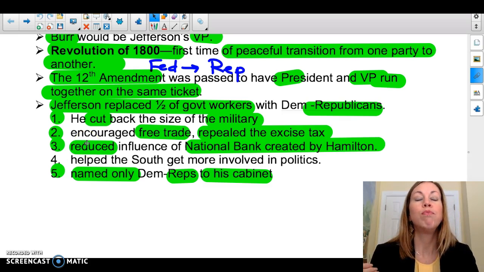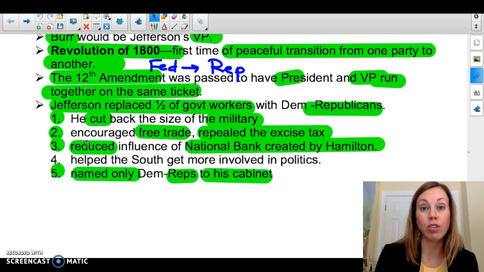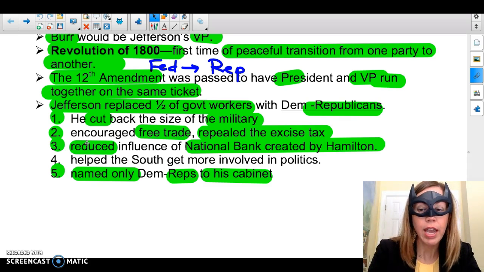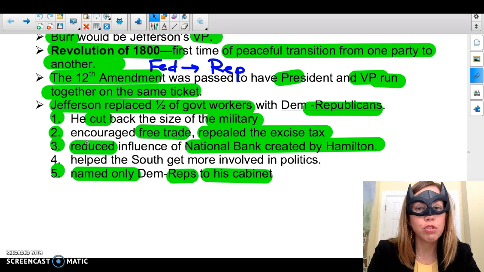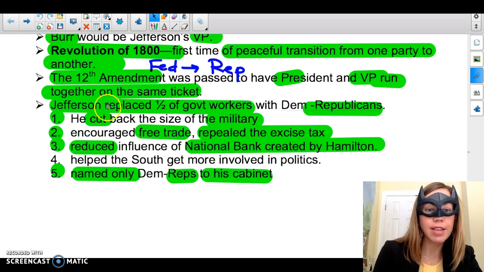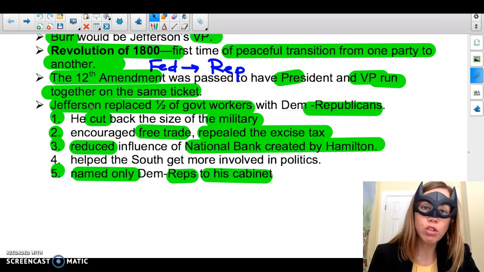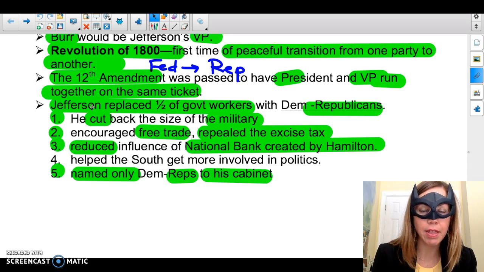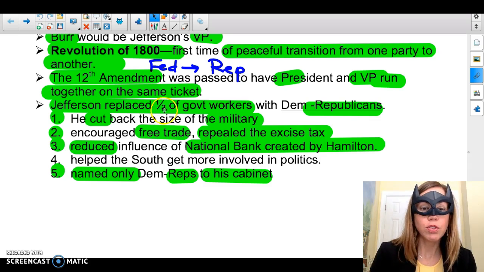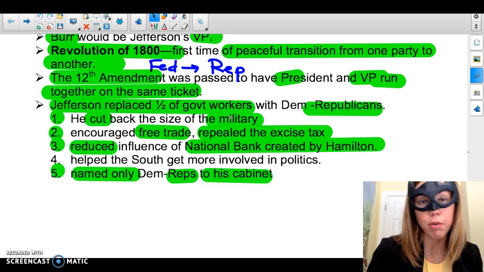Jefferson is going to, as president, make a lot of changes. So you have to keep in mind, he's a little bit like Batman, okay? What he's going to do here is he's going to be a supporter of the people, not a supporter of the wealthy, rich elite, because he is a Democratic Republican. So he's going to look at the farmers, the working class, the people like that, and he's going to support them. And so he's going to make a lot of changes to support the people that are his people in his party. So it says he replaces half of the government workers with Democratic Republicans.